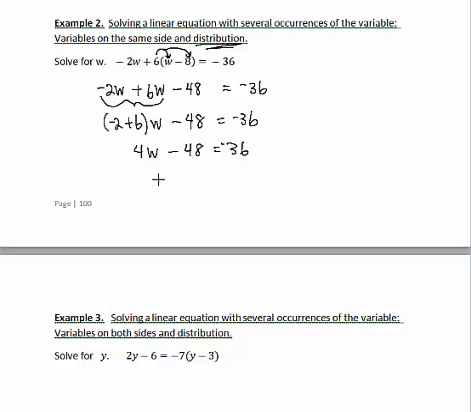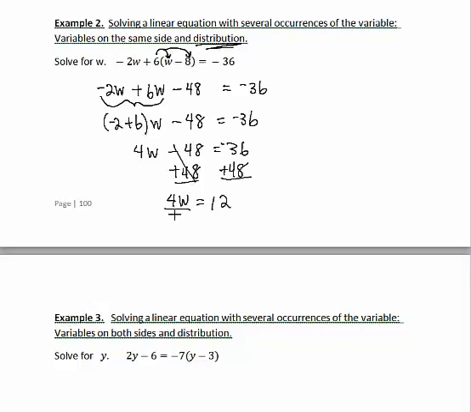So we're back to a two-step equation. We add 48 to both sides. 48's cancel on the left. We bring down our 4w. 48 minus 36 would be a 12. And so we reevaluate what we need to do to our equation. We now have a 4w equals 12.